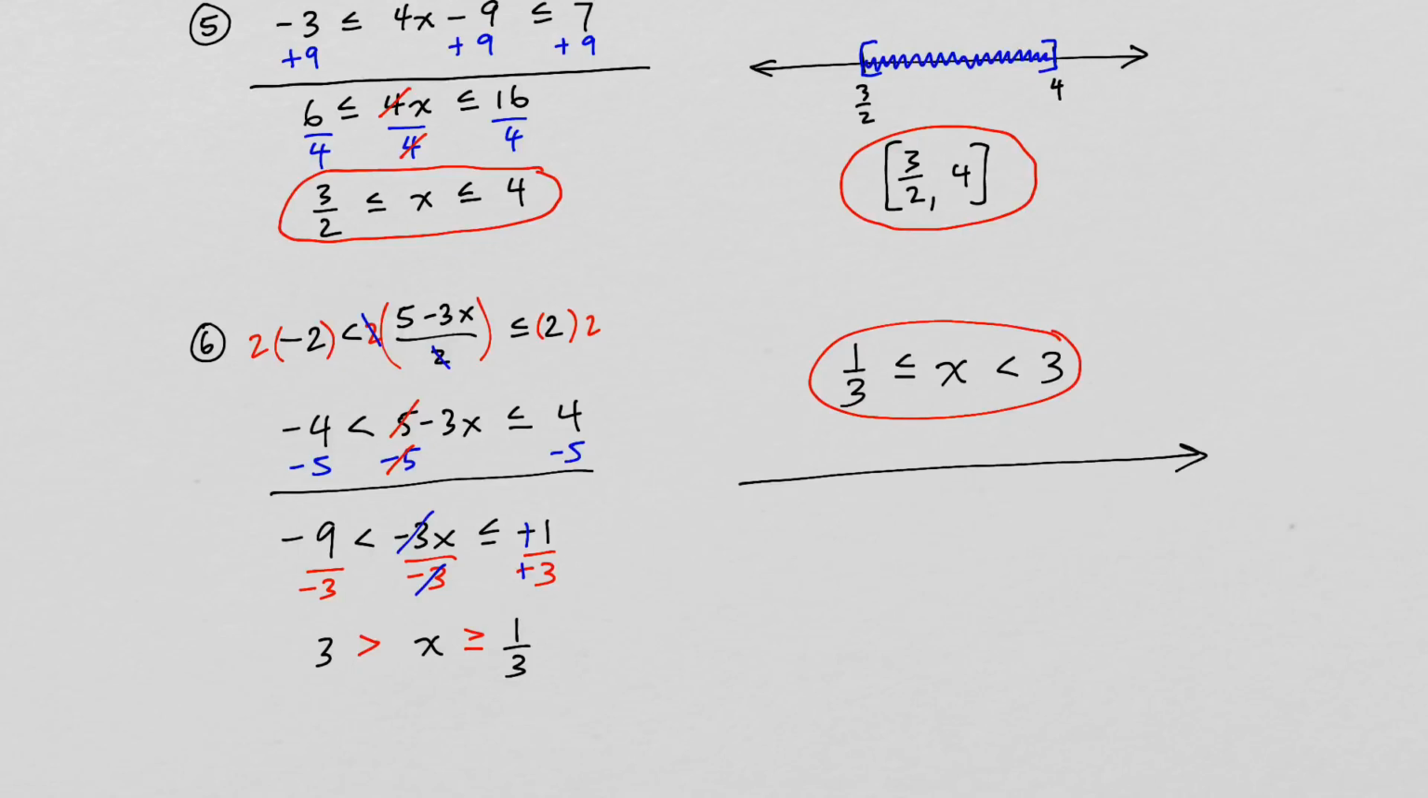And then putting it on a number line now is relatively simple. There are the two numbers in question. We want all of the x's in between these two numbers, not including 3, but including 1/3. And in interval notation, it looks like this.